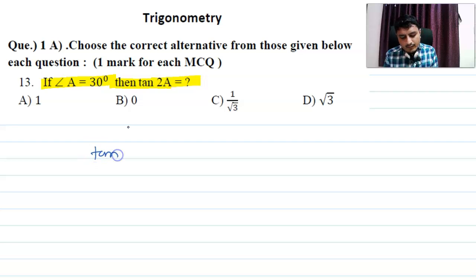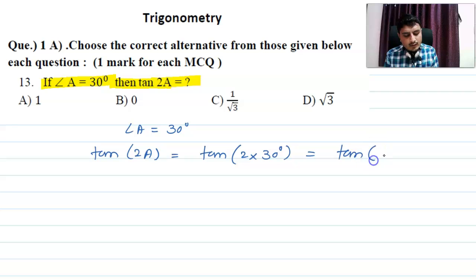So here we have given angle A to be equal to 30 degrees, and we have to evaluate the value of tan of 2A. Tan of 2 into the value of angle A, which is 30 degrees, that is equal to tan of 2 times 30, which is 60 degrees. So the value of tan of 2A is the same as that of tan of 60 degrees.